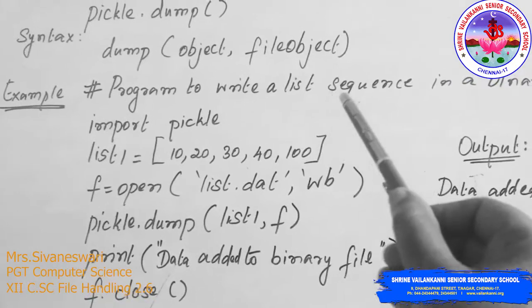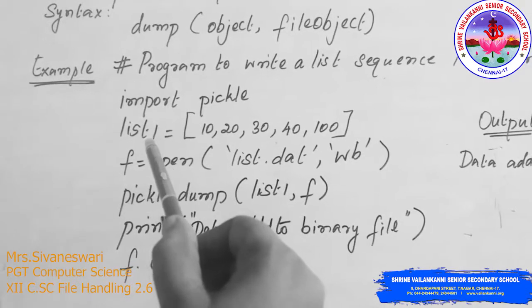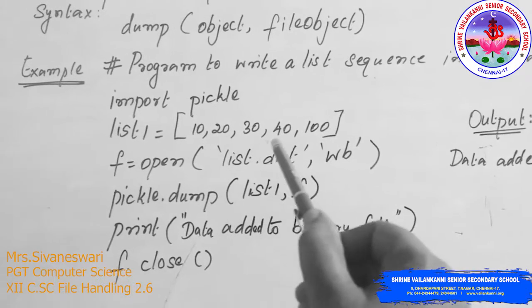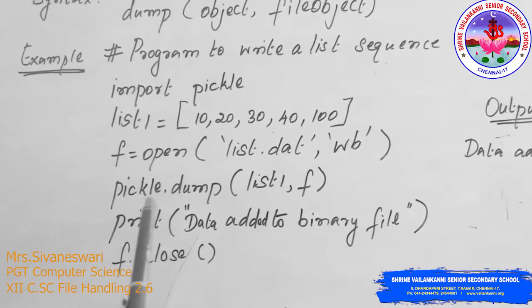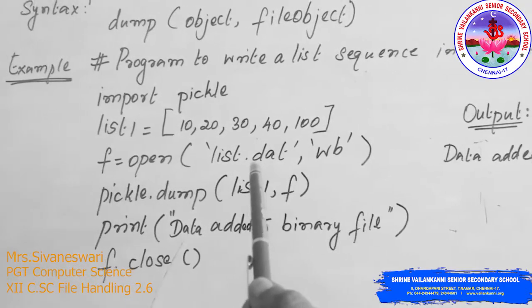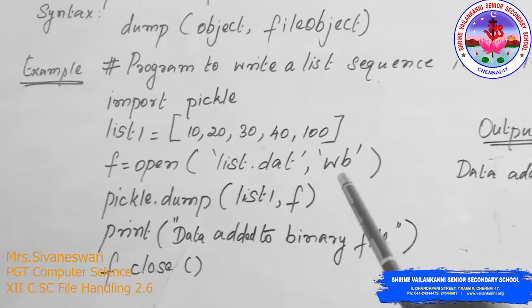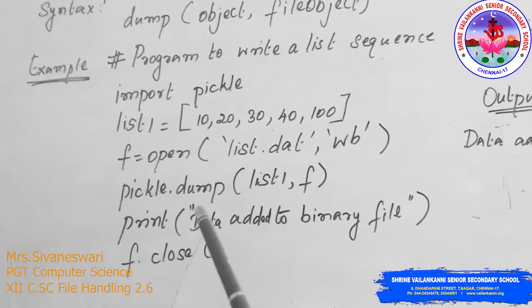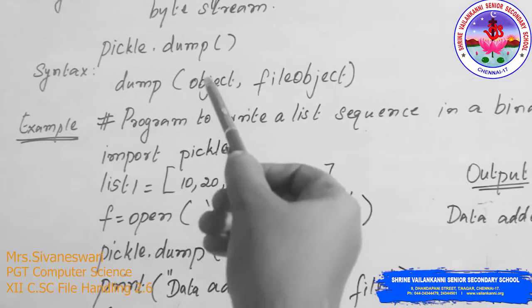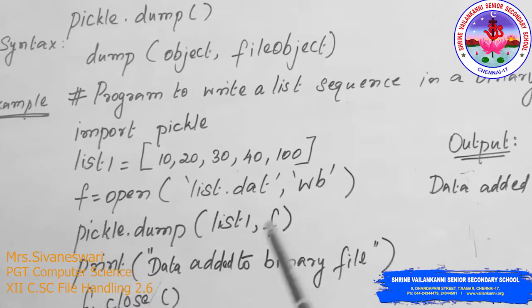Program to write a list sequence in a binary file. Import pickle. list1 is the object which we are going to write. It has 5 numbers, 10, 20, 30, 40 and 100. Now the file handle or file object is F here. So F is equal to open of list.dat, which is the binary file we are creating here, comma WB. WB represents write mode. pickle.dump of list1 comma F, that is object comma file object. Here the object is list1 and the file handle is F.